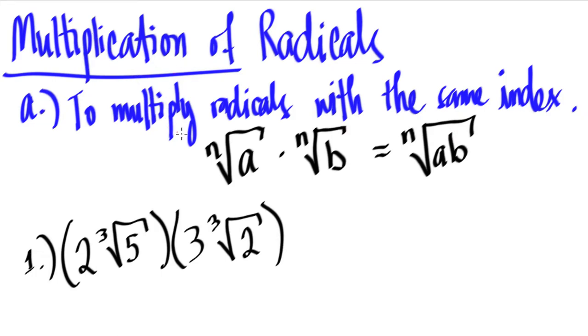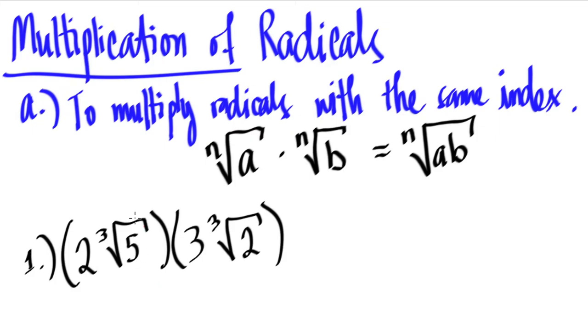To multiply radicals with the same index, since the indices are the same, we will just multiply the radicands inside, and what we'll have is the product of the factors a and b. So let's have this as our first example. We have 2 cube root of 5 times 3 cube root of 2. What we're going to do is multiply in a manner like this.